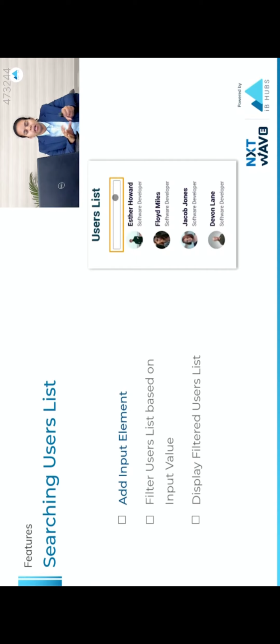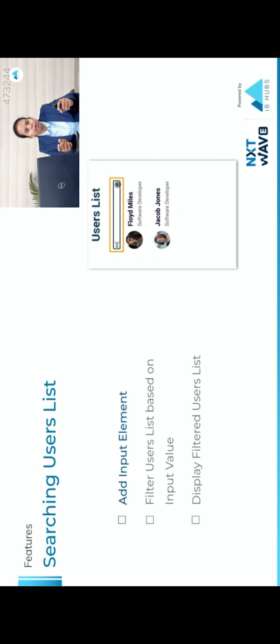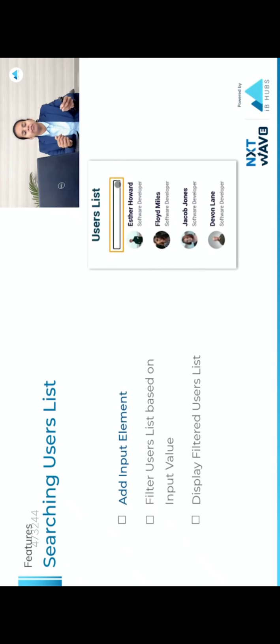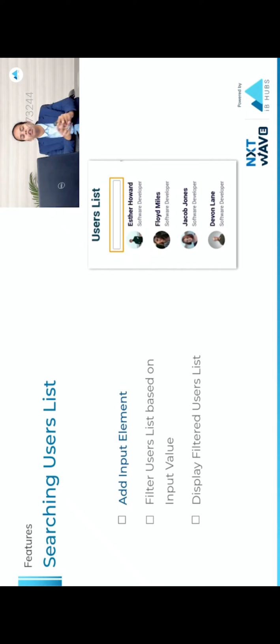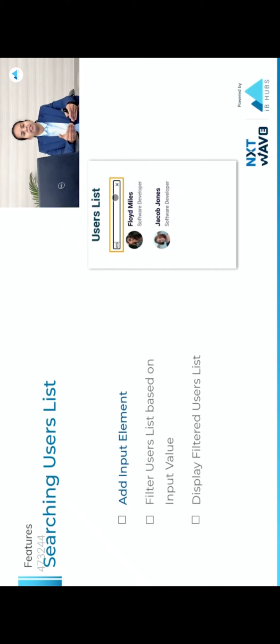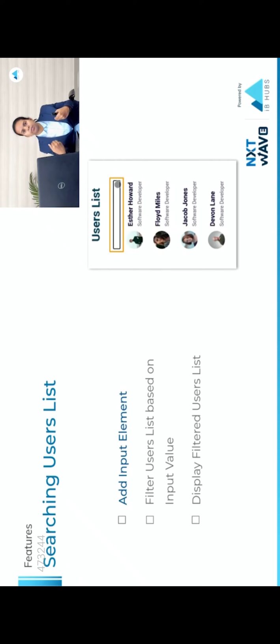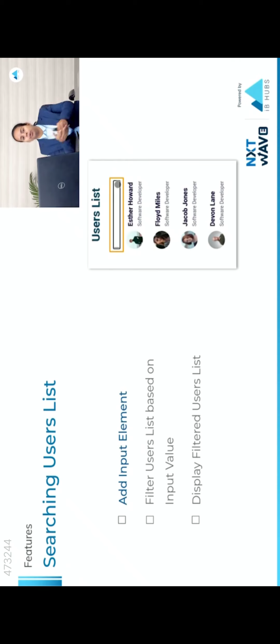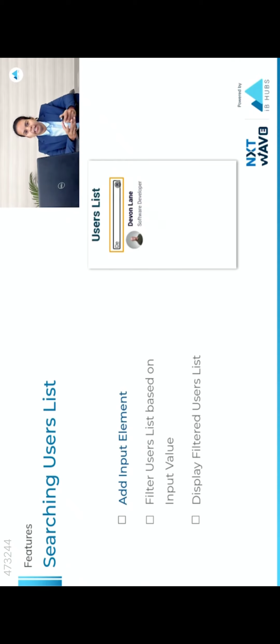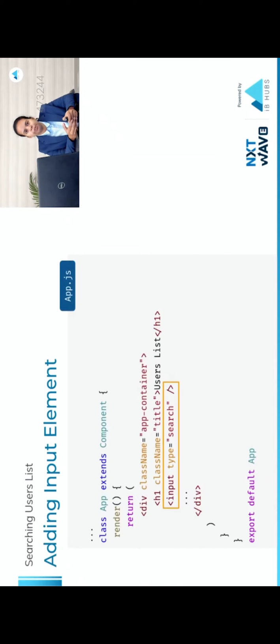For this, let's understand the steps involved. The first step is obviously adding an input element where the user can type. Based on what the user has entered, we have to appropriately filter the user list below, and then we have to display the filtered user list. So these are the steps involved. Firstly, adding the search bar, the input element. Next, filtering the user list based on the search input, and then appropriately displaying the filtered user list. So firstly, let's do the first step, that is adding the input element.